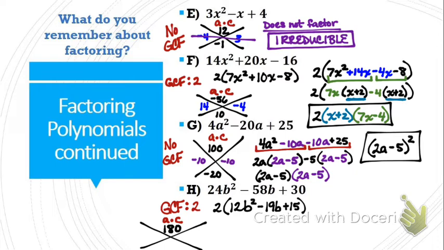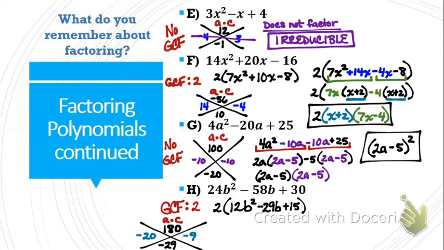So I need 2 numbers that multiply to 180, but when I add them... Oh, sorry, that shouldn't be 19. That should be 29. I wrote that down wrong. My apologies. Multiplies to positive 180, adds to negative 29. Twenty and 9. Both negative.